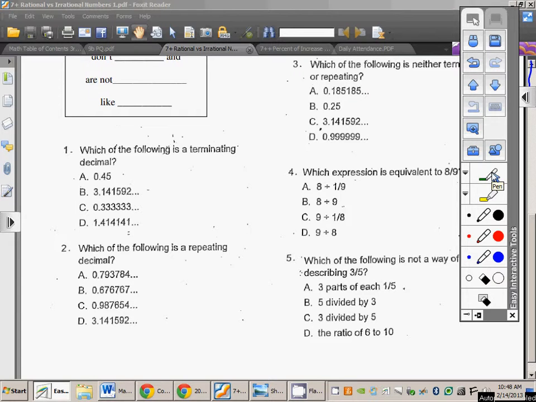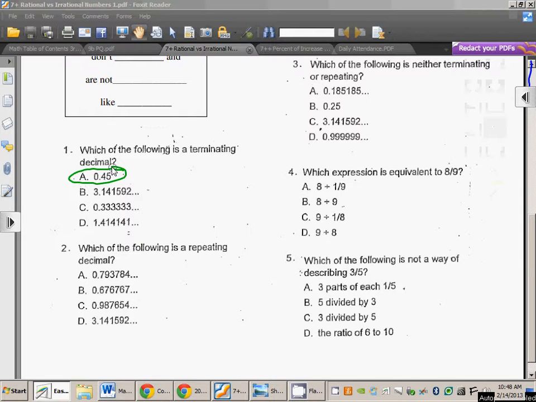A. I would agree with you. I would say A definitely ends. Number 2, which one repeats? Which is a repeating decimal? Can you predict what comes next, Cody, in one of these?